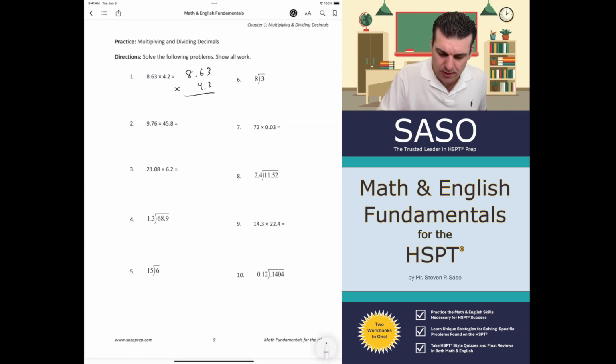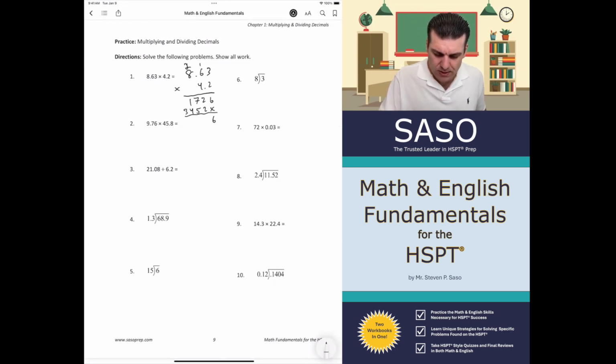So 2 times 3 is 6. 2 times 6 is 12. Carry the 1. 2 times 8 is 16 plus 1 is 17. And then our placeholder, right? And I said in that lesson on multiplying decimals, use an X as a placeholder. I think it's the best thing to do so you don't make any mistakes. Okay, so 4 times 3, that's 12. Carry the 1. 4 times 6 is 24. Plus 1 is 25. Carry the 2. And 4 times 8 is 32. Plus 2 is 34. Okay.